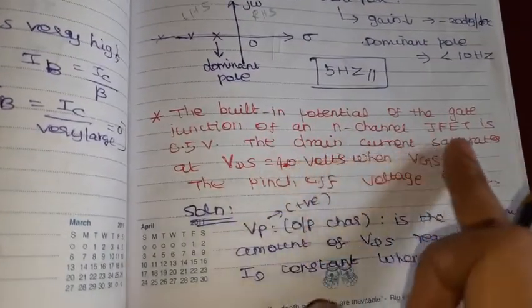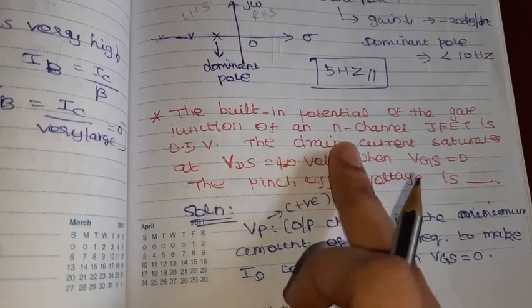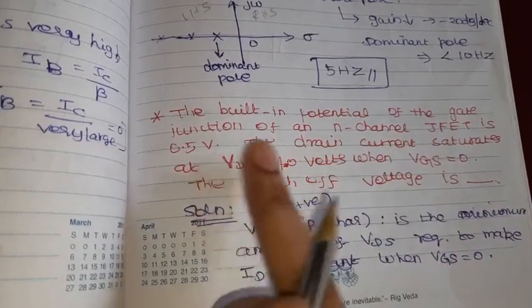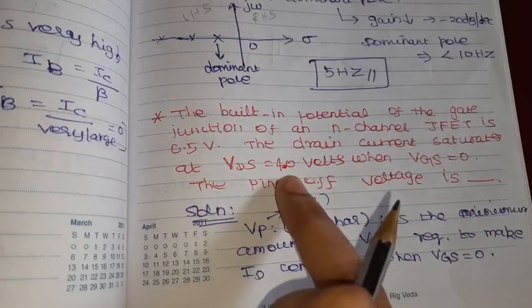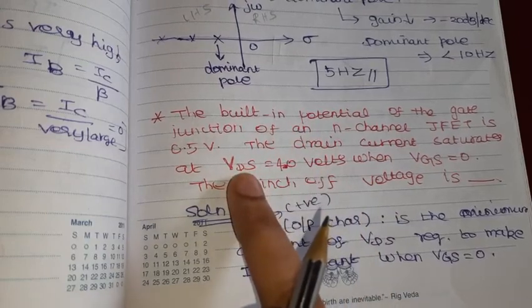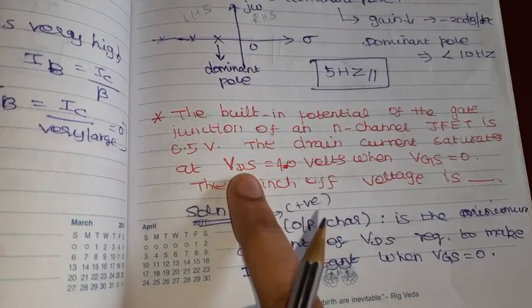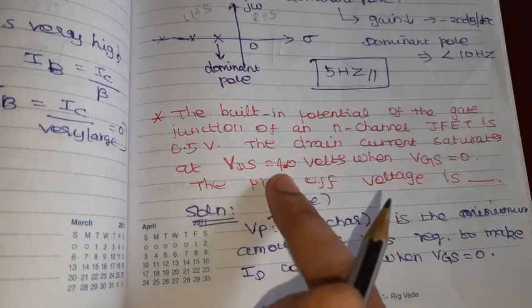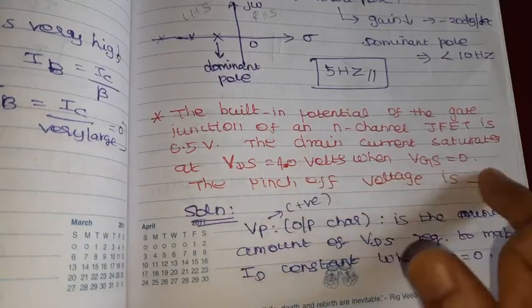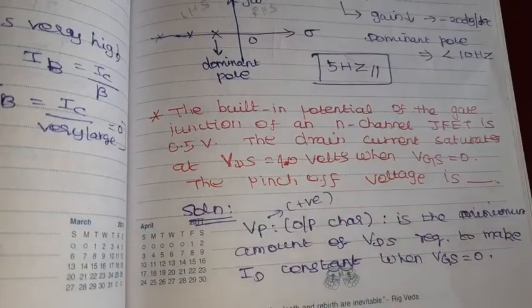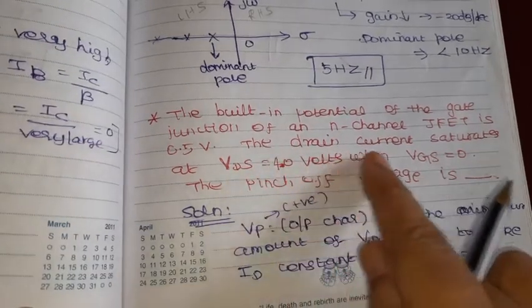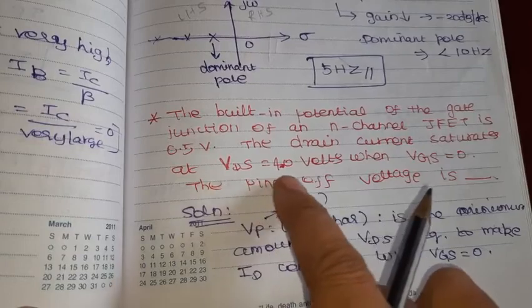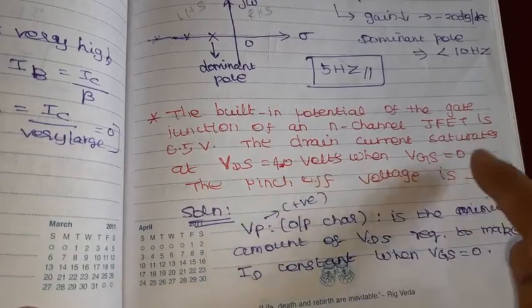The built-in potential of the gate junction of an N-channel JFET is 0.5 volt. The drain current saturates at VDS equal to 4.0 volt when VGS is equal to 0. Built-in potential is given, and the drain current saturation is also given. What is the pinch off voltage?